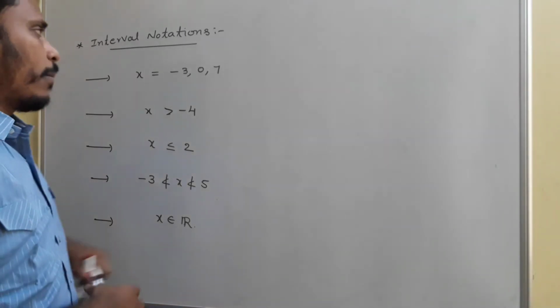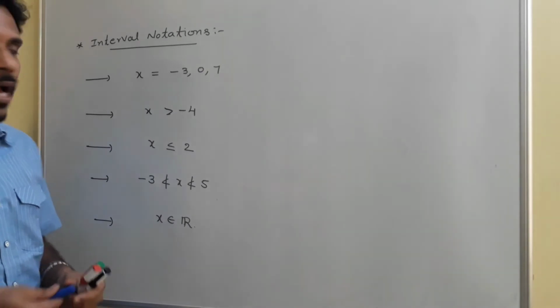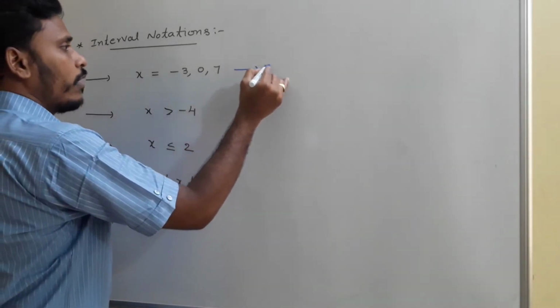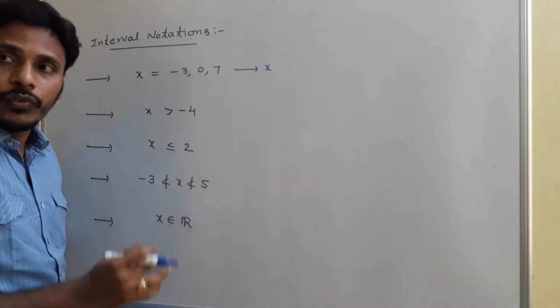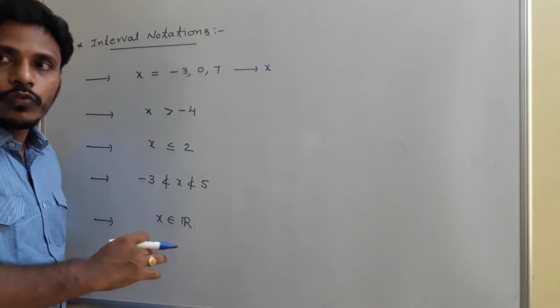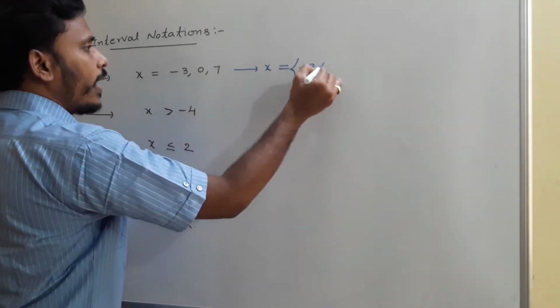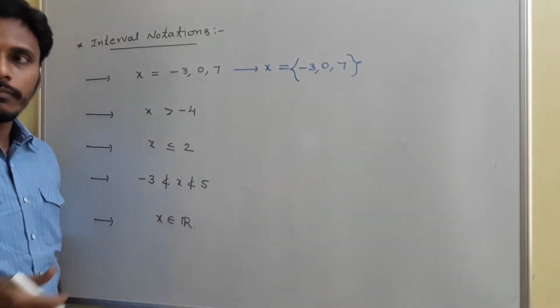x is equals to minus 3, 0, 7. And what is its representation? So for x is equals to minus 3, 0, 7, since they are individual elements, the possible values of x are only 3. Minus 3 is one value, 0 is one value, and 7 is one value. So we will write that x is equals to minus 3, 0, 7. This is the solution set of the given x.